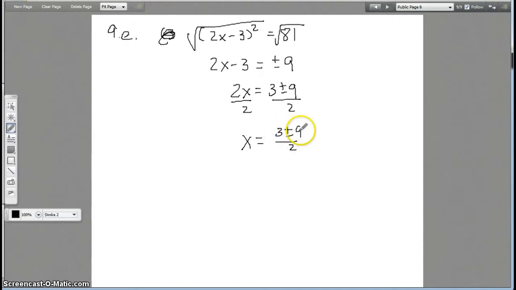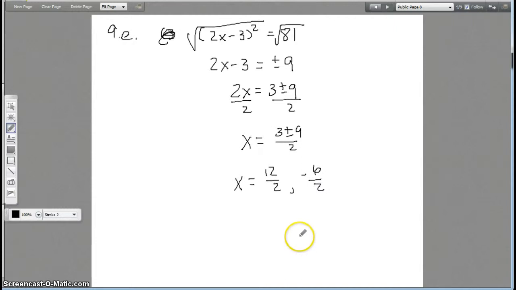Well, 3 plus 9 is 11. I'm sorry, it's not 11. 3 plus 9 is 12. So our first answer is going to be 12 over 2. And then 3 minus 9 is negative 6. So then we will have negative 6 over 2.